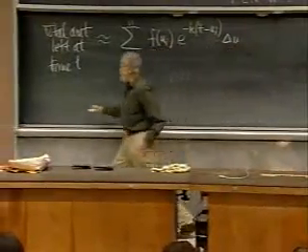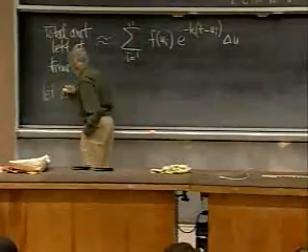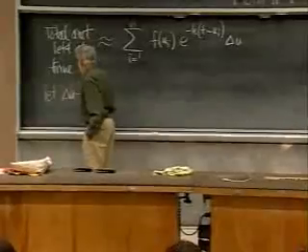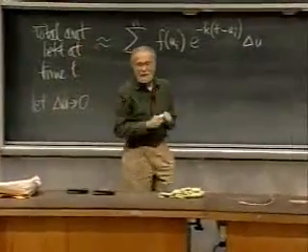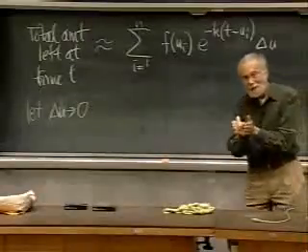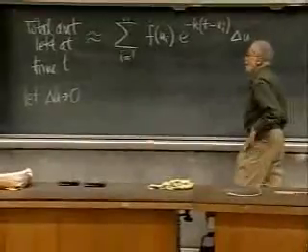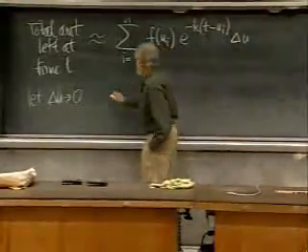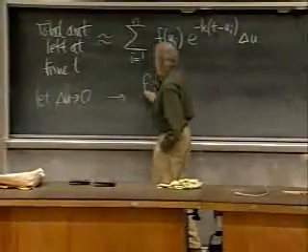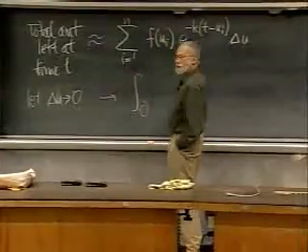And now let delta u go to 0. Make this more accurate by taking finer and finer subdivisions. In other words, instead of looking every month to see how much was dumped, let's look every week, every day, and so on, to make this calculation more accurate. And the answer is, this approaches the exact amount, which will be the integral. This sum is a Riemann sum.